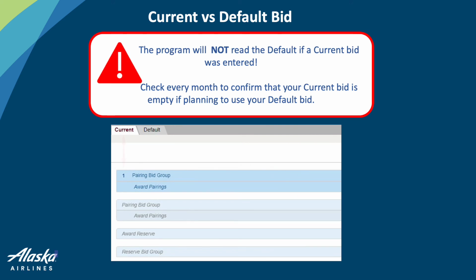The bid example here shows the current bid has been activated. Line 1 appears. This bid would be processed if it was submitted. The default bid will not be read.